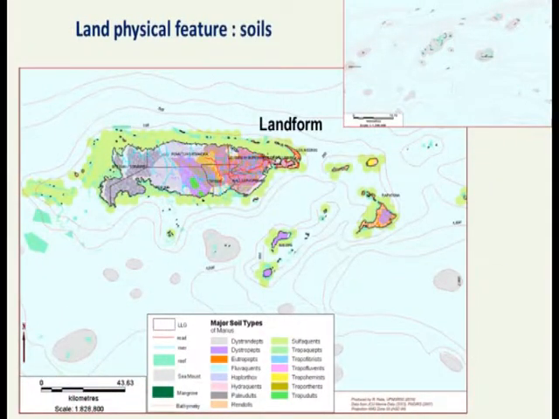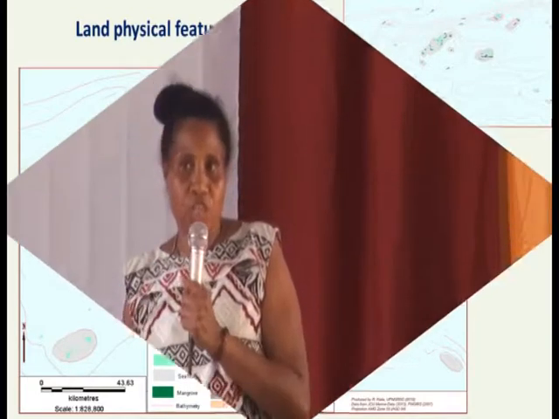Another land physical feature is soils, and soil is land, and that's where a lot of our activities occur. So we can identify our soil types and see which are the most useful soils. We can identify our landforms. Landform and soils together matter for development, whether you're building roads, infrastructure, health facilities or educational facilities. These land physical features are important.